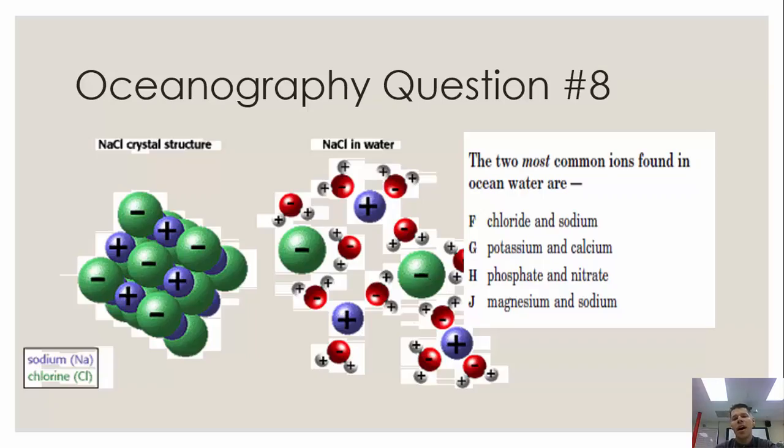The 2 most common ions found in the ocean water. Well, we know that salt's in ocean water, so the question is really, do you know what an ion is? An ion is a positively or negatively charged particle. And if you know that salt is NaCl, and it bonds together because of the positive and negative relationship of the sodium and the chlorine, then our best answer here is chlorine and sodium, F. That's what's found in ocean water, the most common ion.